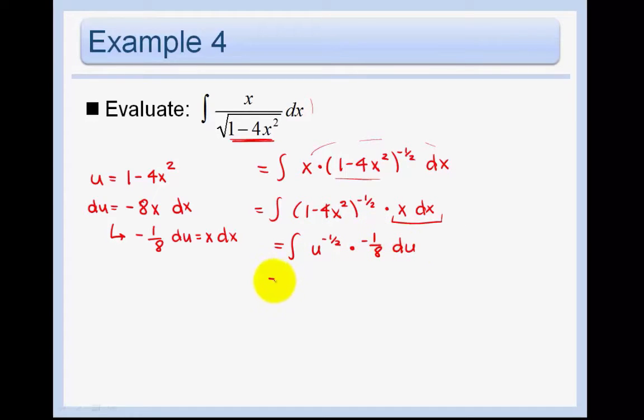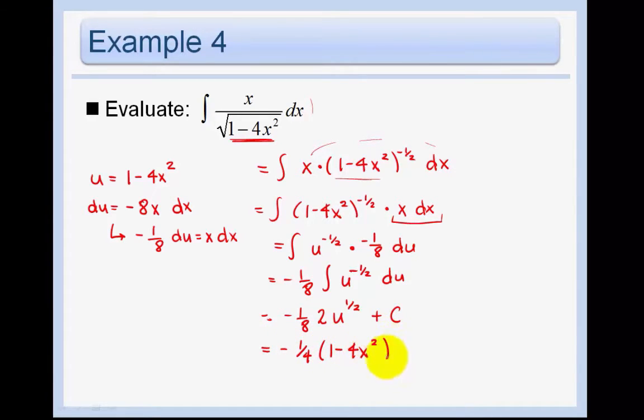Take out your constant. Okay, add 1. So then I'll need to multiply by 2 plus c. So I get negative 1/4. My u was 1 minus 4x squared plus c. And that's it.